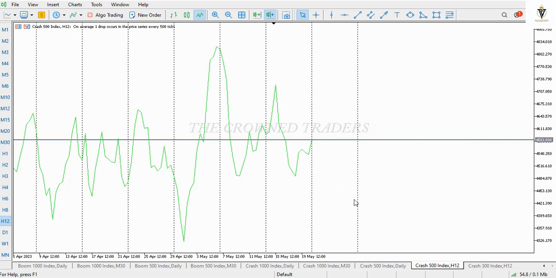So what do you do when you come to your charts? What do you do when you come to your chart? First things first, go to your time frame. When you go to that time frame, change that chart to a line chart.